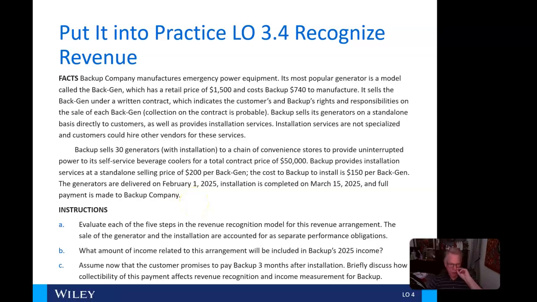Okay, let's look at the 5 steps of the revenue recognition model for this revenue arrangement. The sale of the generator and installation are accounted for as separate performance obligations. What amount of income related to this arrangement would be included in Backup's 2025 income? Assume now that the customer promises to pay Backup 3 months after installation. Briefly discuss how collectability of this payment affects revenue recognition and income measurement for Backup.